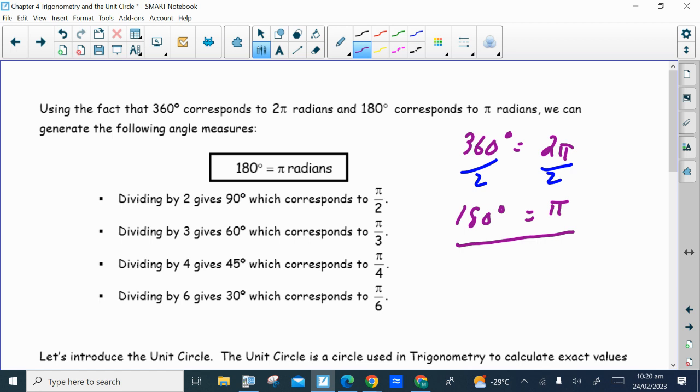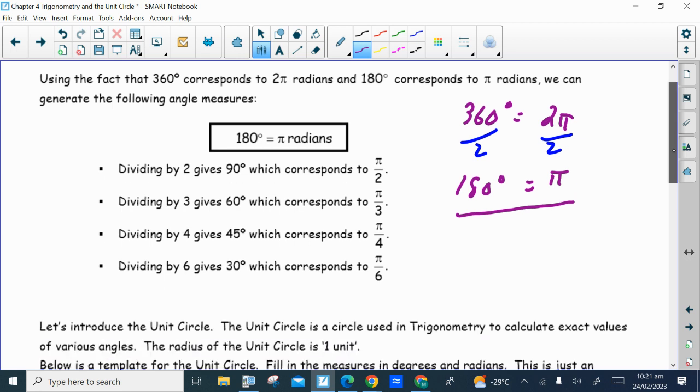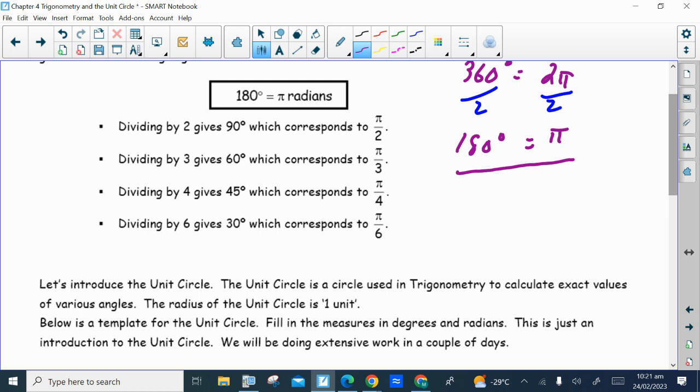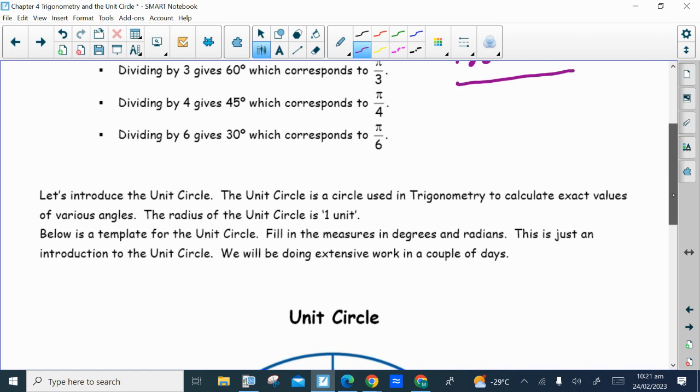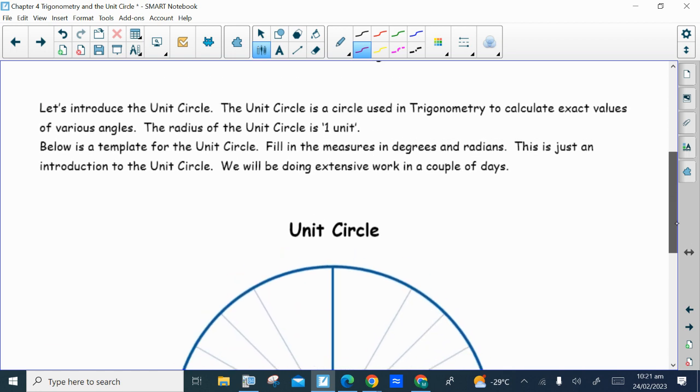So pi on 6 radians is equivalent to 30 degrees. But it all comes from the fact that 2 pi radians is 360 degrees. If you divide them both by 2, you'll get pi radians equals 180 degrees. And then from there, divide both sides of this relationship by either 2, 3, 4, or 6 to get the other ones. But it all comes from the fact that 2 pi radians is 360 degrees, or pi radians is 180 degrees. So let's start talking about this unit circle.